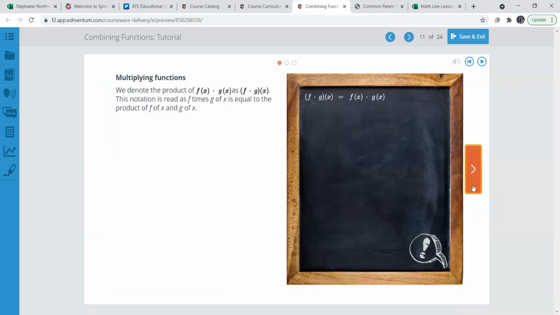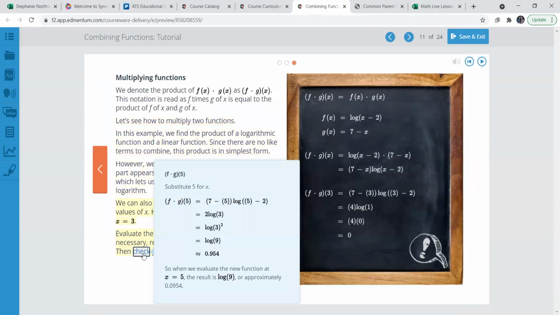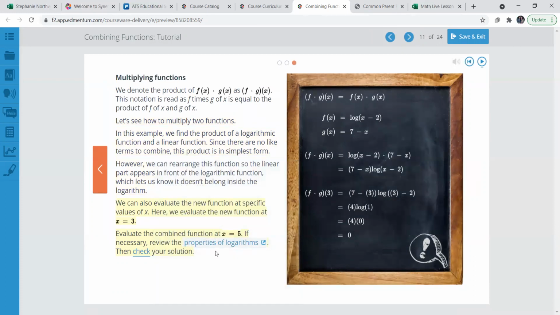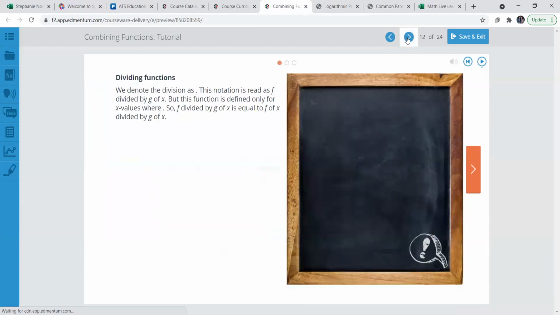Multiplying, you probably guessed it, it's kind of the same process as we go. So then check the solution. We're plugging in 5 for x here. Same thing, it goes all the way down, and we're doing a logarithmic function here. Properties of logarithms, I have a separate lesson on this. I highly recommend that you watch that because it'll break down each rule and property of log functions.